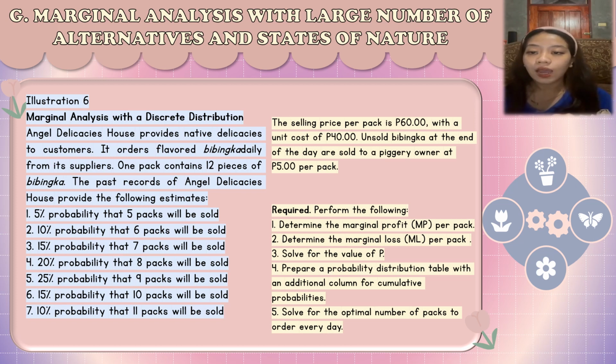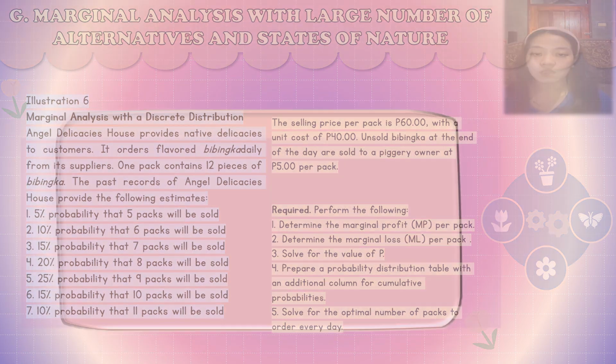So, ang required dito is, number 1, determine the marginal profit per pack. Number 2 is determine the marginal loss per pack. 3. Solve the value of P. 4. Prepare a probability distribution table with an additional column for cumulative probabilities. Number 5 is solve the optimal number of packs to order every day.